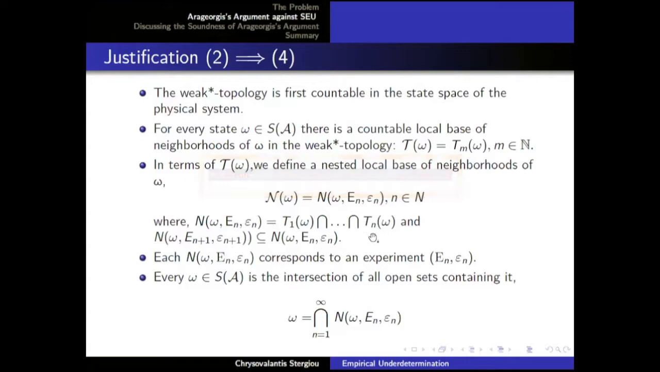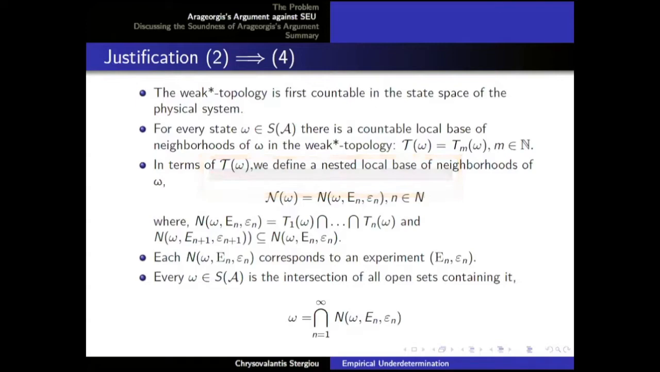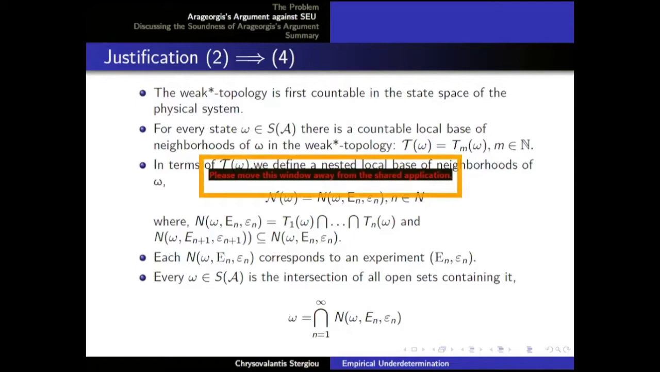Of course, we can now take each neighborhood in the nested local base as corresponding to an experiment, a monitoring experiment. And in this way, we have the desired convergence, okay? If we take the infinite intersection of these neighborhoods, we isolate the state. So in the limit of empirical research, every experiment reveals more information about the state, and in the limit we have the state.